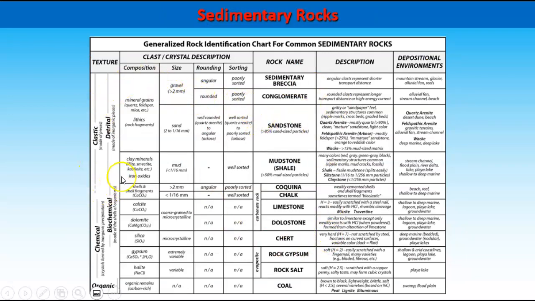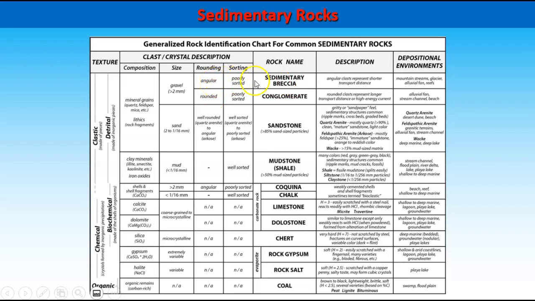If you look at this chart, just like for igneous rocks we had a chart, the clastic rocks are just these four right here. There's a breccia, a conglomerate, a sandstone, and a mudstone. We could also call it a shale. But it's based on this size designation that I showed you earlier. If there are any pieces that are greater than 2 millimeters, it's got to be one of these two. How do we know the difference? Well, we look at the rounding.